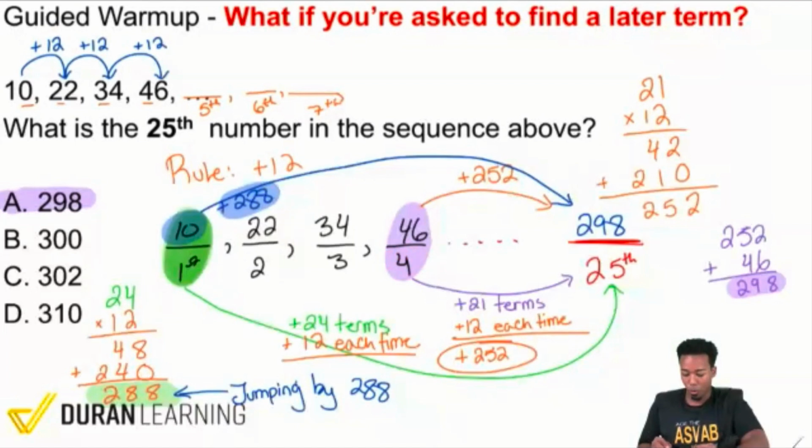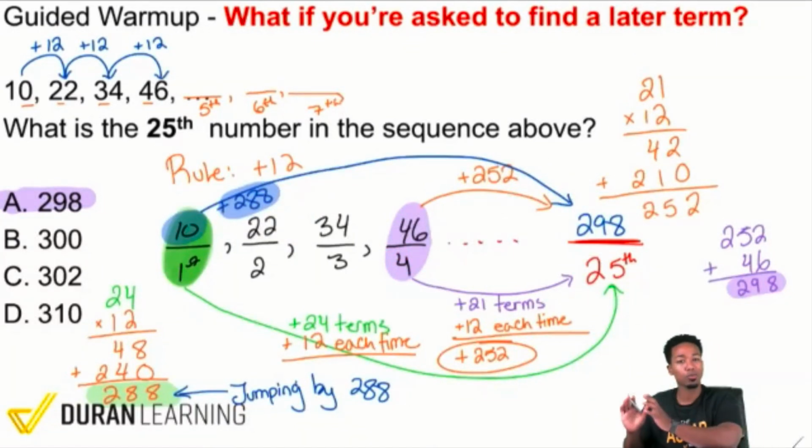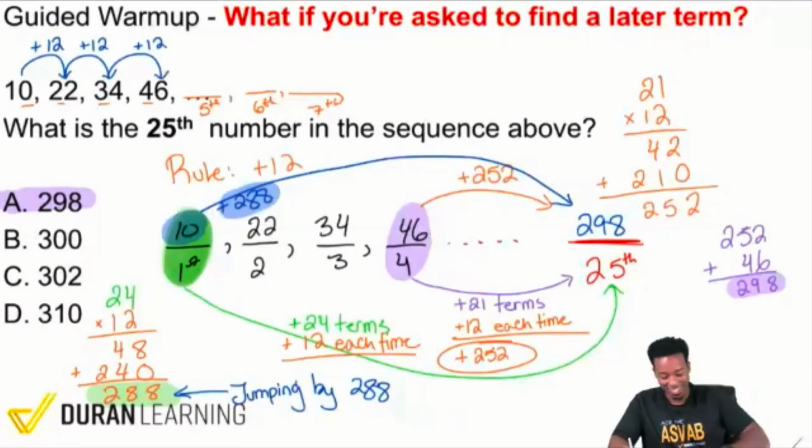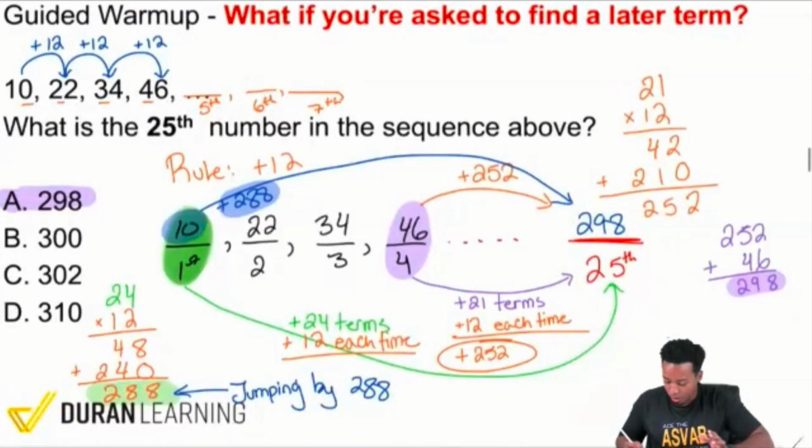Because if you go from the fourth term to the 25th term, that's a 21 term jump. So 21 terms is how many we're jumping by. 12 times every time. 24 times 12. Cool. I got you, boss. So again, these are arithmetic ones, okay?